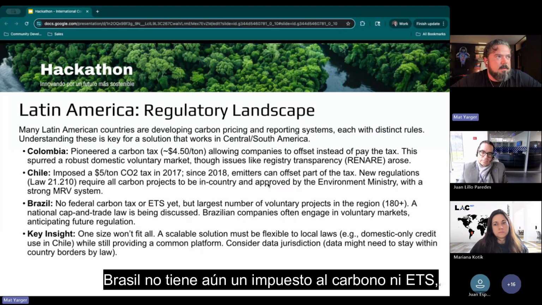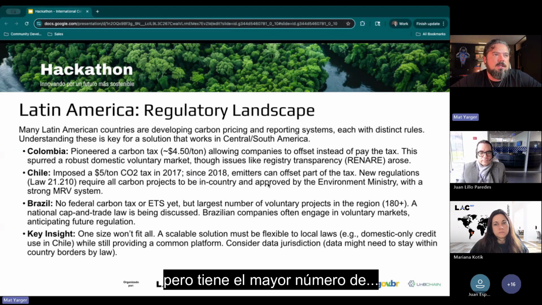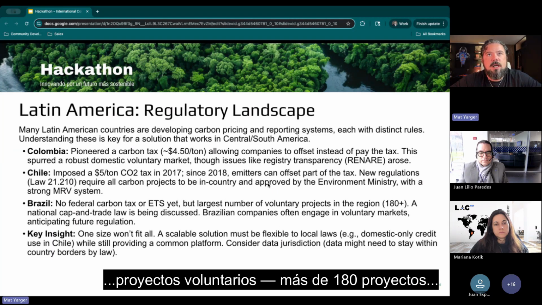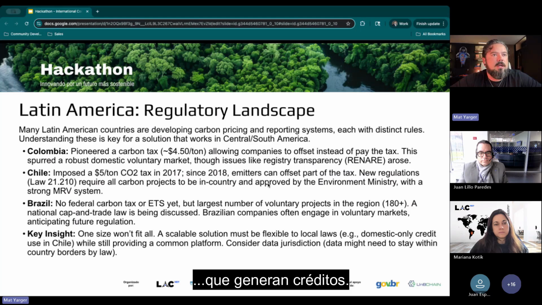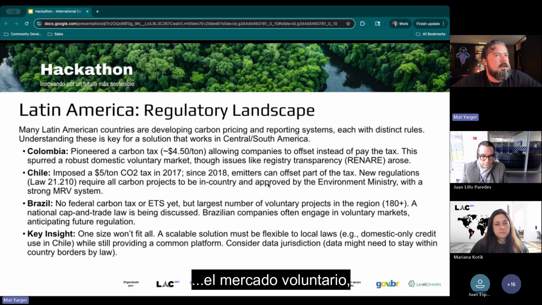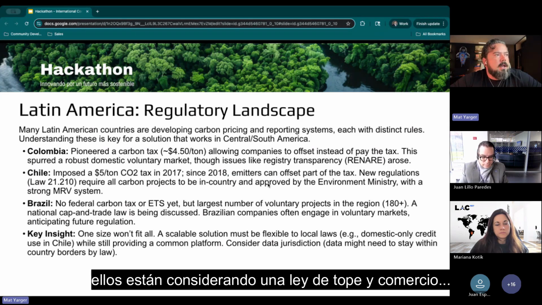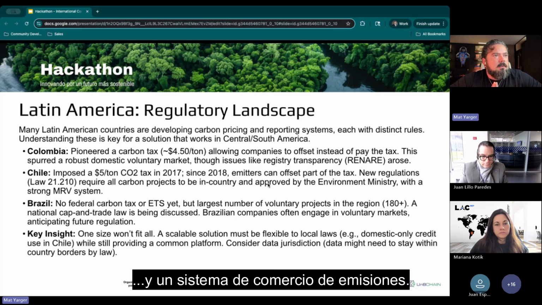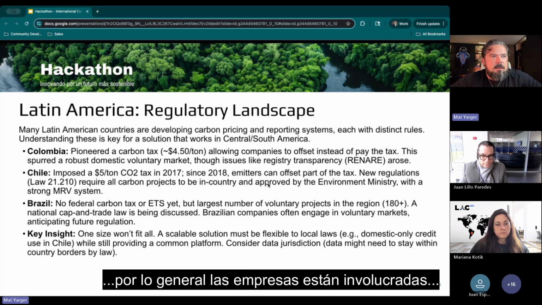Brazil does not have a carbon tax or ETS yet, but they have the largest number of voluntary projects, over 180 voluntary projects that are generating credits. So a very large amount of supply when it comes to one country supplying the voluntary market. They are looking at a cap and trade law and emissions trading system, but typically the companies are engaged in voluntary markets.